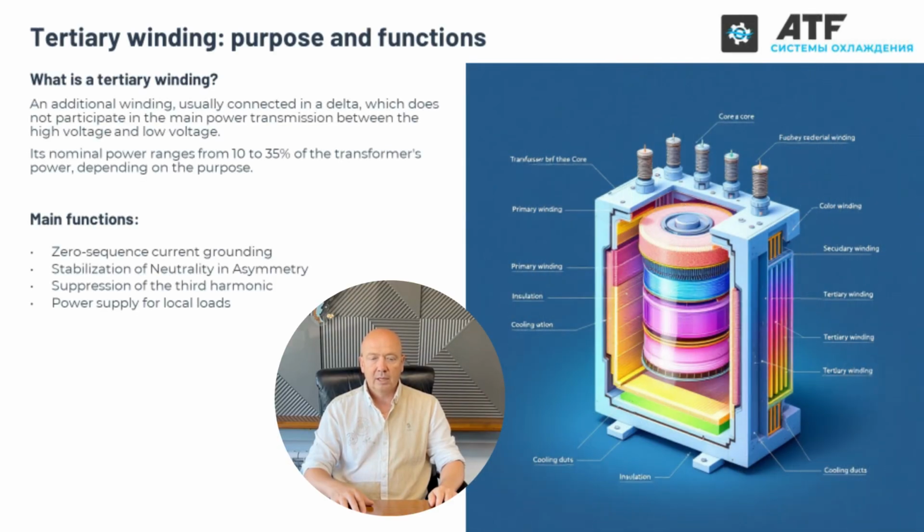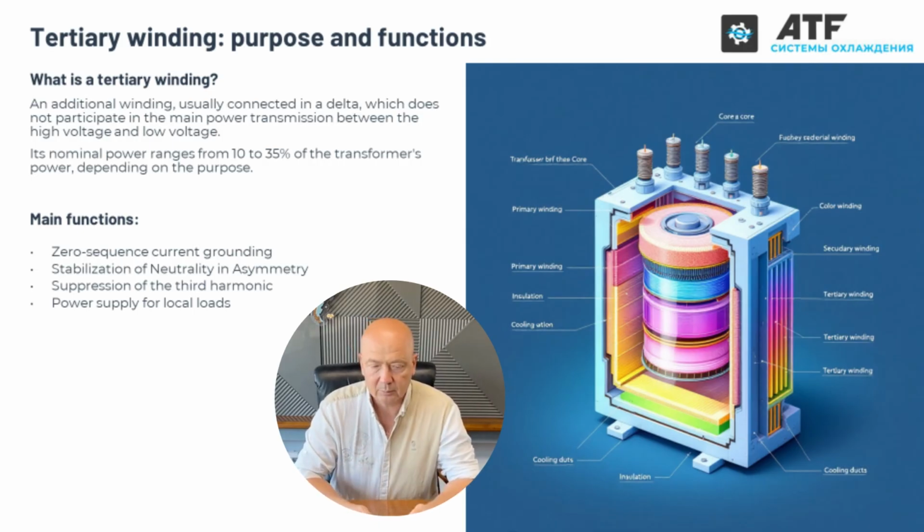A tertiary winding is an additional winding, usually connected in a delta. It does not participate in the main power transfer between high voltage and low voltage windings. It provides closing of zero-sequence currents, stabilization of the neutral under unbalanced load, suppression of the third harmonic and its multiples, and supply to local networks for own needs or nearby loads. Its rated power may range from 10 to 35% of the transformer's total power, depending on its purpose.